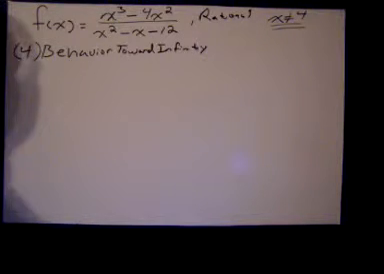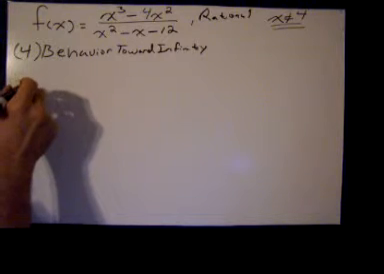Good morning. We're going to continue with the function summary of a rational function, f of x equals x cubed minus 4x squared over x squared minus x minus 4. The next property is behavior toward infinity. This is where we take limits as x approaches positive and negative infinity, and we find if there's a horizontal asymptote or if there are infinite limits. And since it's a rational function, we look for another type of functional asymptote, slant asymptotes.